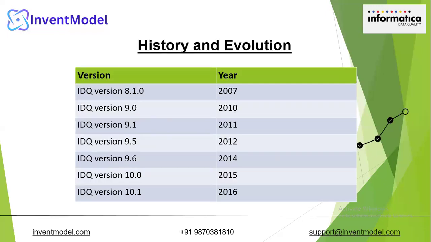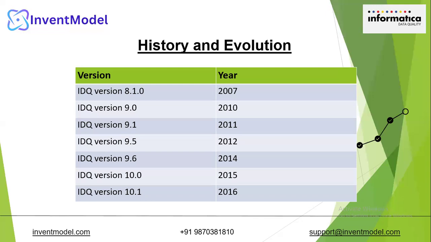History and evolution. The first version of Informatica Data Quality was version 8.1.0. This was first launched in the year 2007. The next version is version 9.0, in 2010. The next is 9.1, which was launched in 2011. Next is 9.5, launched in 2012. The next version is 9.6, launched in 2014. The next version is 10.0, which was launched in 2015.